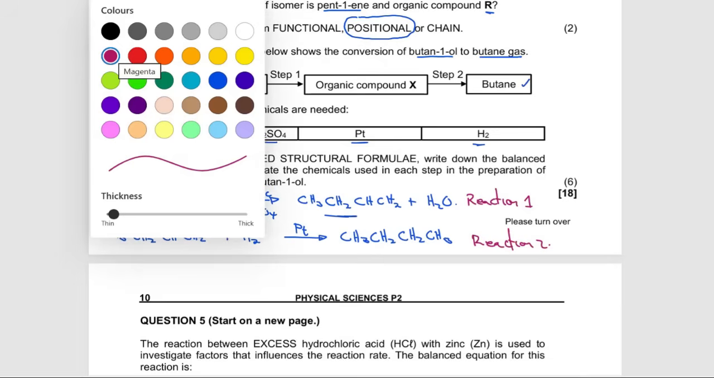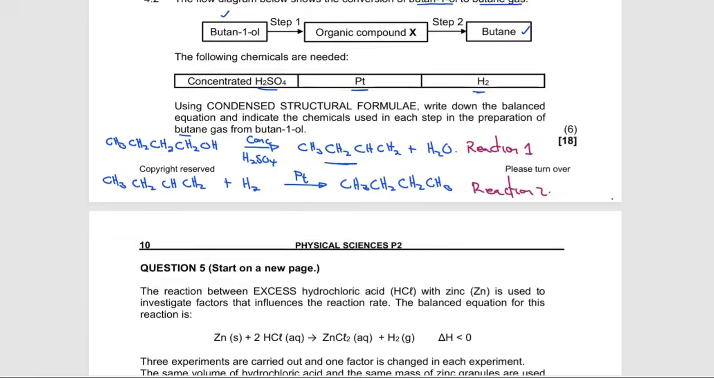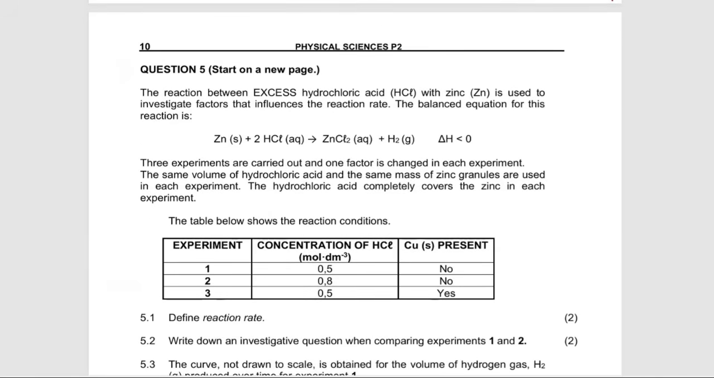Now moving forward to the next one, question 5. The reaction between excess hydrochloric acid, HCl, with zinc is used to investigate factors that influence the reaction, right? So we're looking at the factors that influence a reaction. The balanced equation we're given is Zn plus 2HCl to give us zinc chloride, ZnCl2, and H2. The reaction shows that it is an exothermic reaction, right? So now to proceed to the next question, it says 3 experiments are carried out.